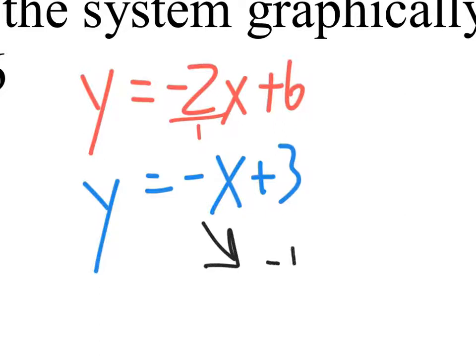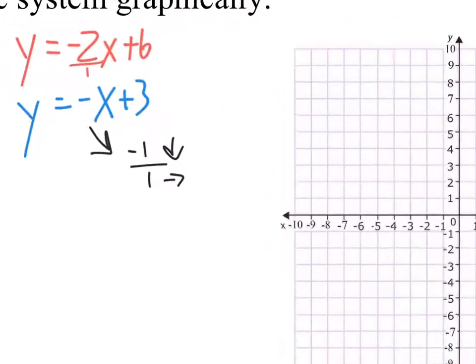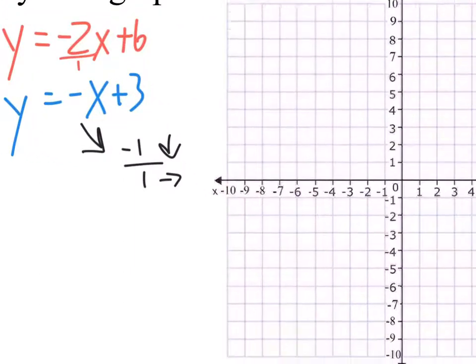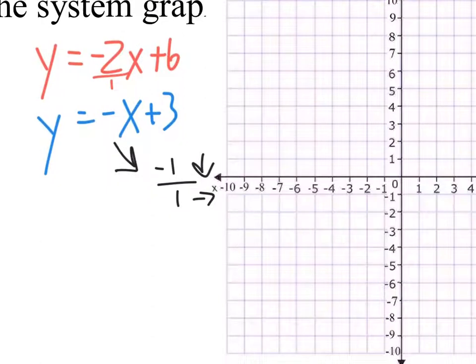Same thing as negative 1 over 1, which we know means going down 1 and then to the right 1. So these are both negative slopes. Let's see what they look like when we chart these graphically. All right, so let's take a look at the first linear equation. I can see that the y-intercept is positive 6.